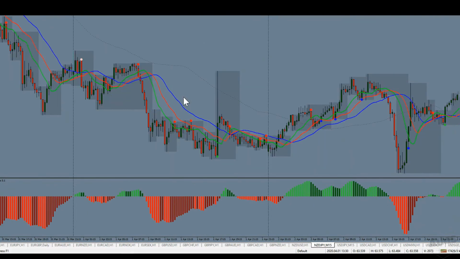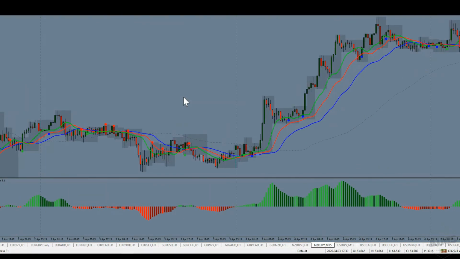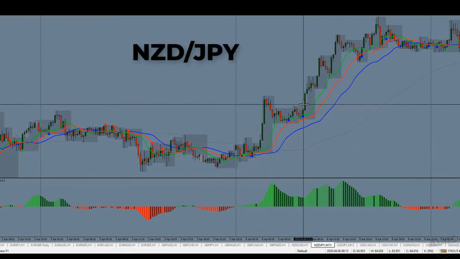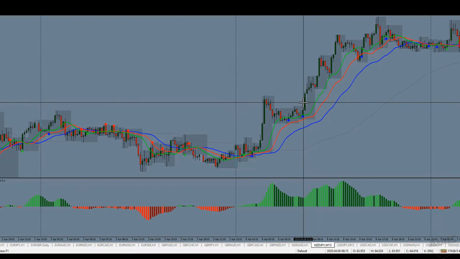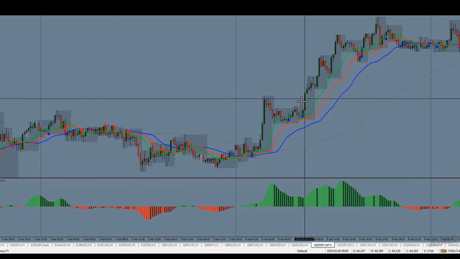Kiwi and yen should move in your time. This wouldn't be a good setup, but here it will be good. That will be probably just before the European session.